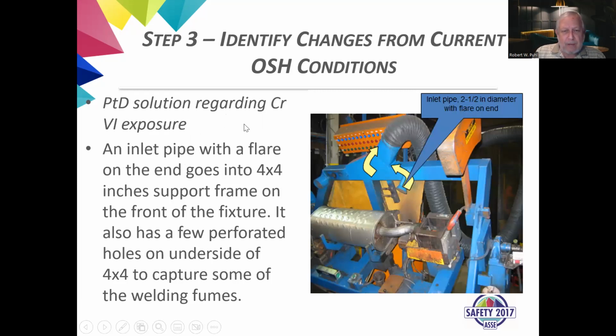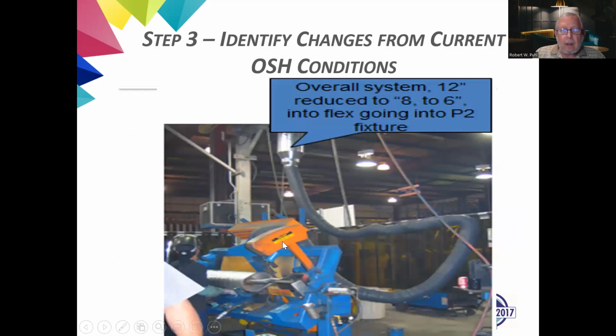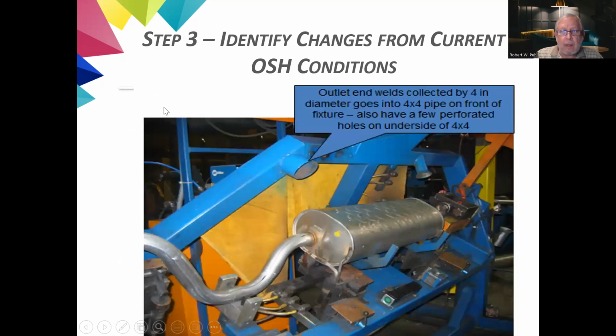PTD solution regarding hexavalent chromium exposure: an inlet pipe with a flare on the end goes into a 4x4-inch support frame. There's your support frame on the front of the fixture. It also has a few perforated holes in the underside to capture some of the welding fumes. Let's see what it says in that one. Oh, inlet pipe 2.5 diameter with flare on that. Okay, so the welding's being done here, and it's picking it up right there. Overall system 12 inches reduced to 8 inches to 6 inches, and the flex going into the P2 fixture. So there's the second out here that's going up overhead and out of the way. Good idea.